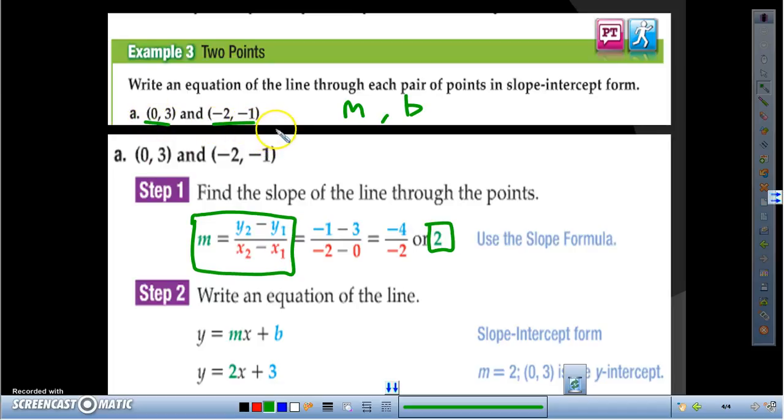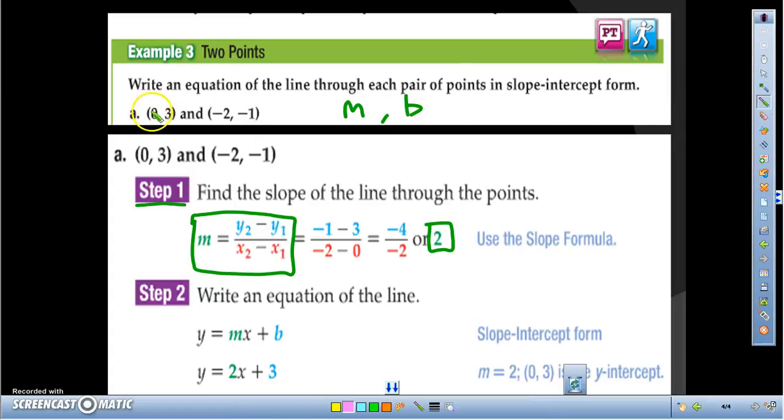Where before they only gave me 1 point, now I have 2 points. So when you're given 2 points, you first find the slope, and then you just pick one of these 2 points and do the same thing we did last time. Plug in x for x, plug in y for y, plug in m for m, and solve for b. But this is kind of a special case because of this point right here.